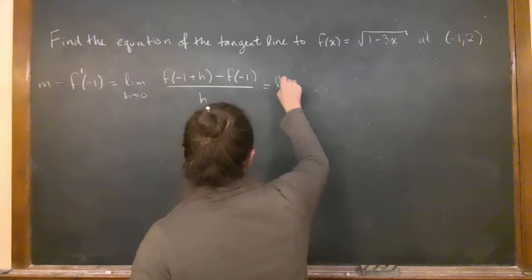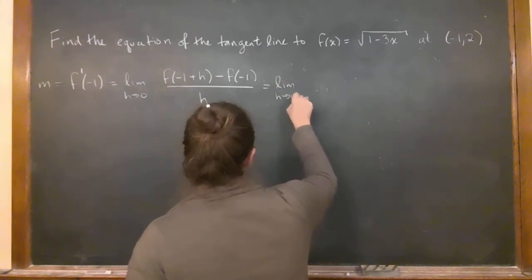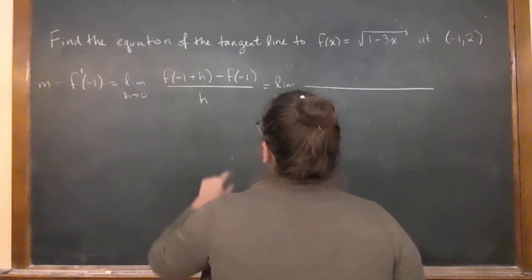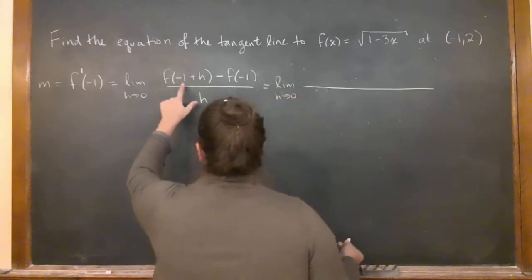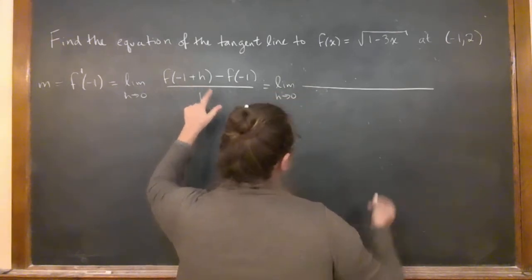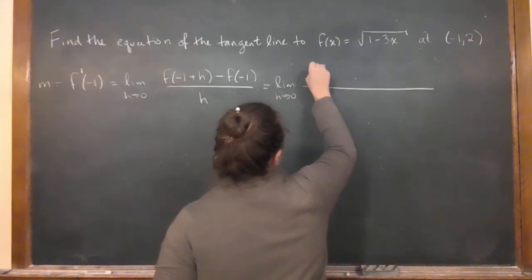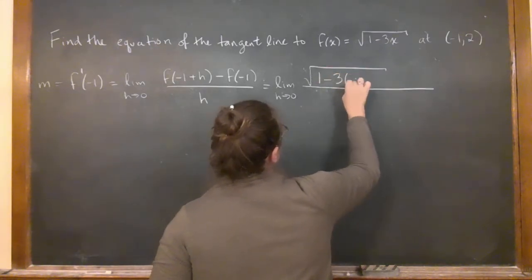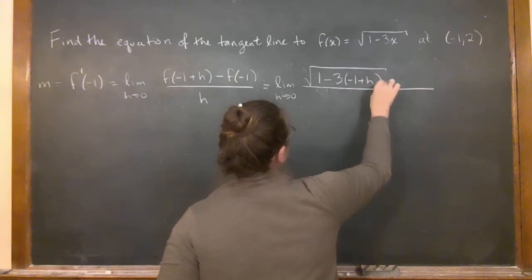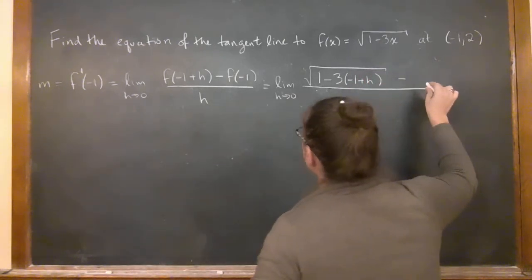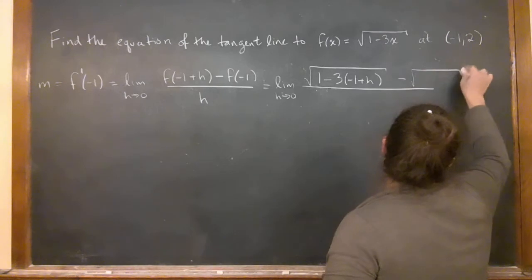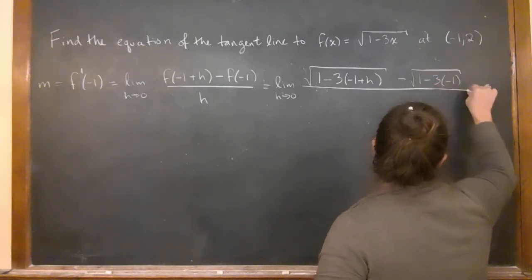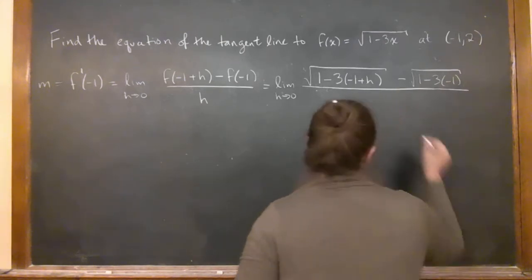If you guys don't, I won't take off points. I just think that you may find that it's a better practice. If I put this in here, remember I'm putting negative 1 plus h in for every x in there. So I have square root of 1 minus 3 times negative 1 plus h. And then minus, and I know that it's 2, but okay, I'll just put it in there, since I don't have room for the next step anyway.